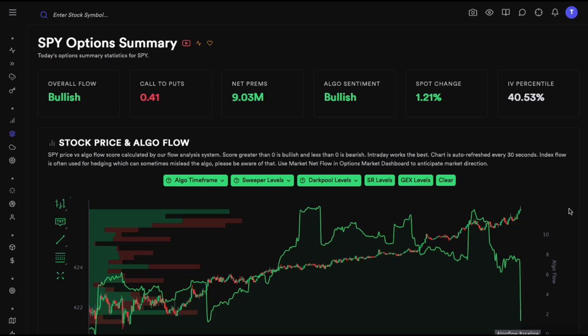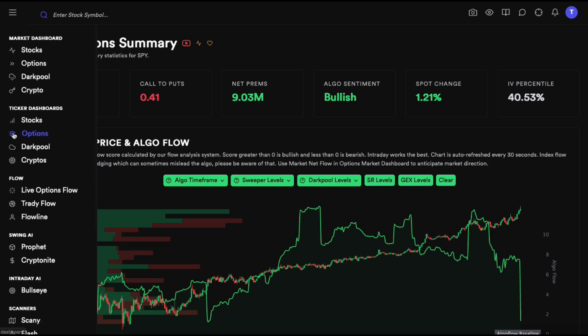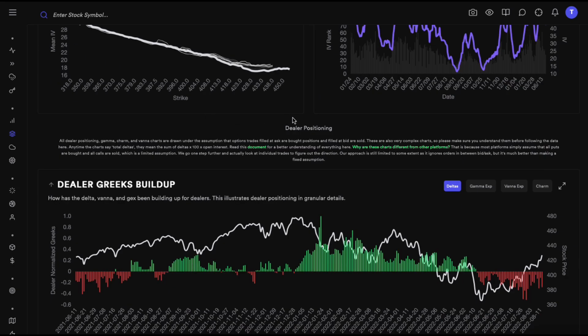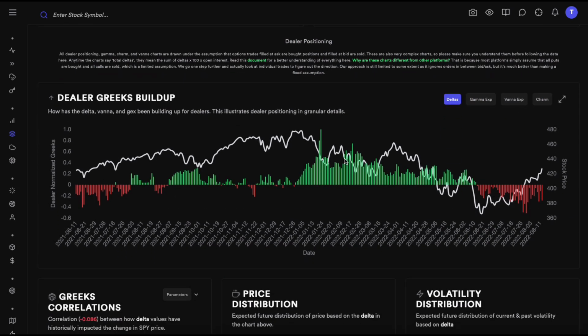Hey everyone, today we are going to talk about dealer positioning, which is a very interesting subject, and I'm very excited to go through all the charts with you guys. If you want to go to dealer positioning, just go to the options dashboard, go down, and then you'll see a section on dealer positioning. I've spent countless hours over the last month, one, trying to understand what dealer positioning is and how to actually leverage it as retail traders, and then second, just building out the charts that we are going to discuss today.